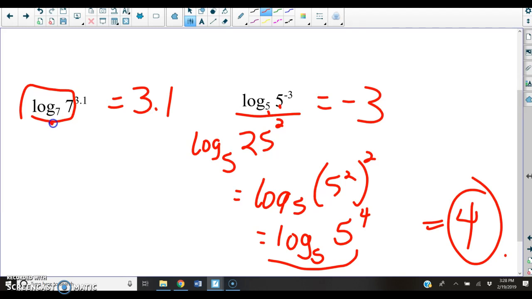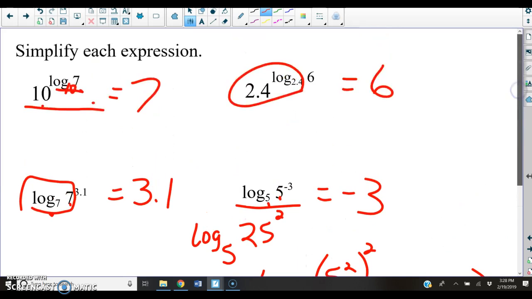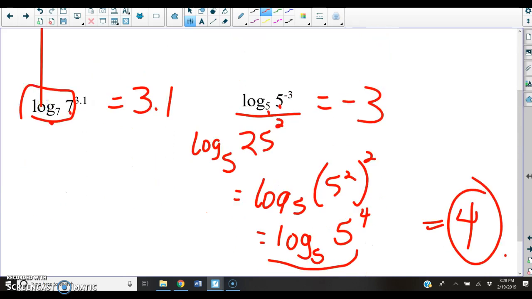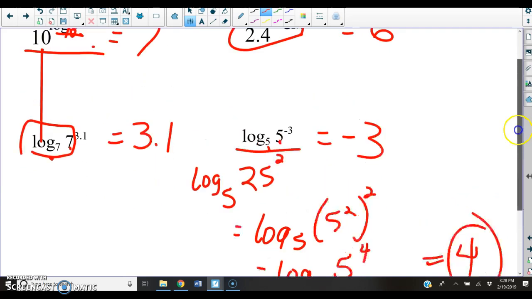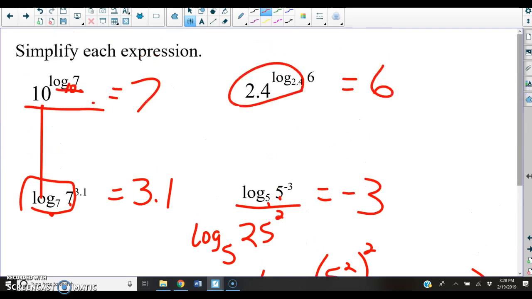But if they match, they just cancel each other out. Whether it's log base 7 of 7 to a power, or up here we have 10 raised to the power of the exponent you'd raise 10 to get 7. So realize those undo each other.